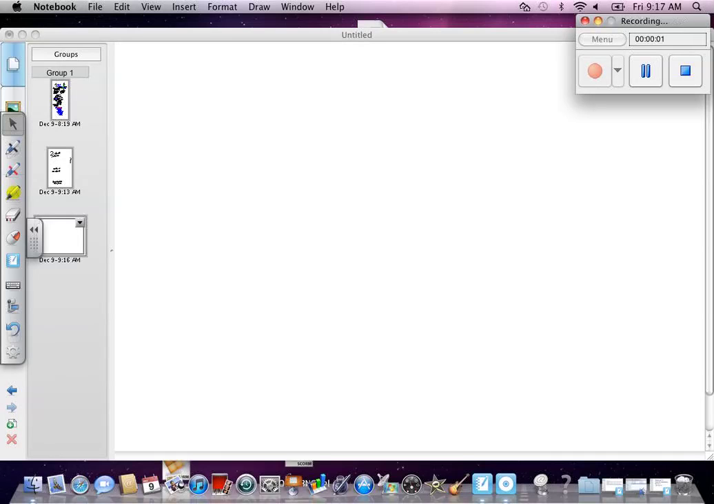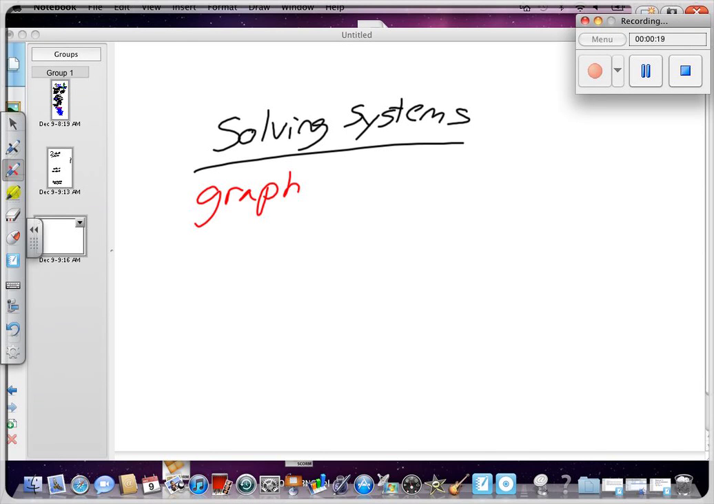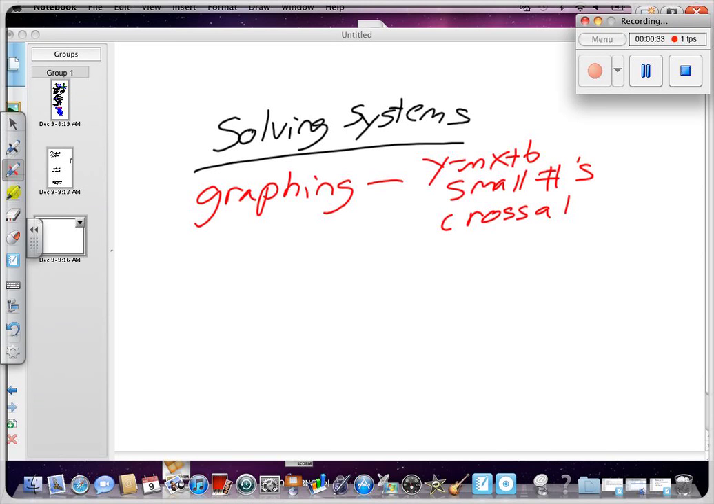All right, ladies and gentlemen, we're going to look at solving systems of equations and picking which way to do it. The three ways of solving systems are, we've got graphing. And we know to use graphing if it's in y equals mx plus b form, slope-intercept, small numbers, and crosses at a whole number.